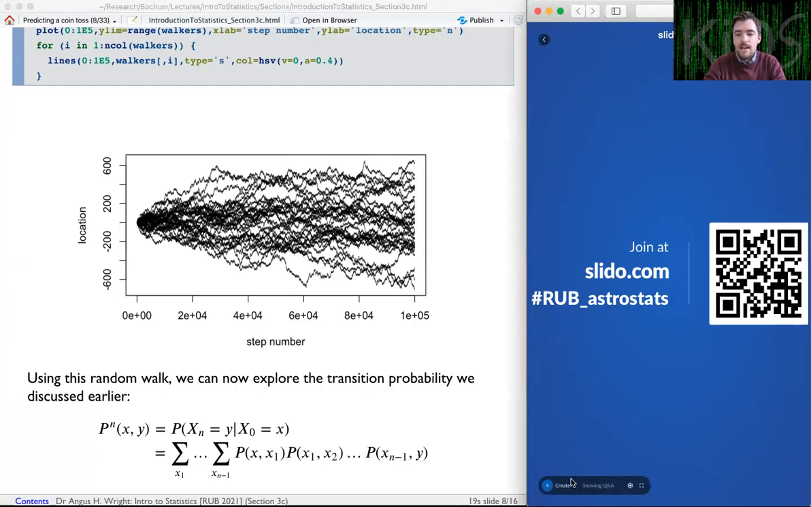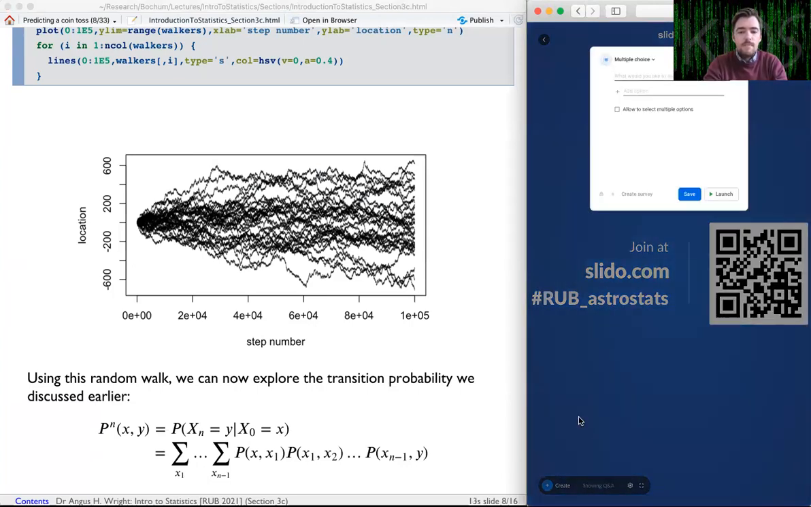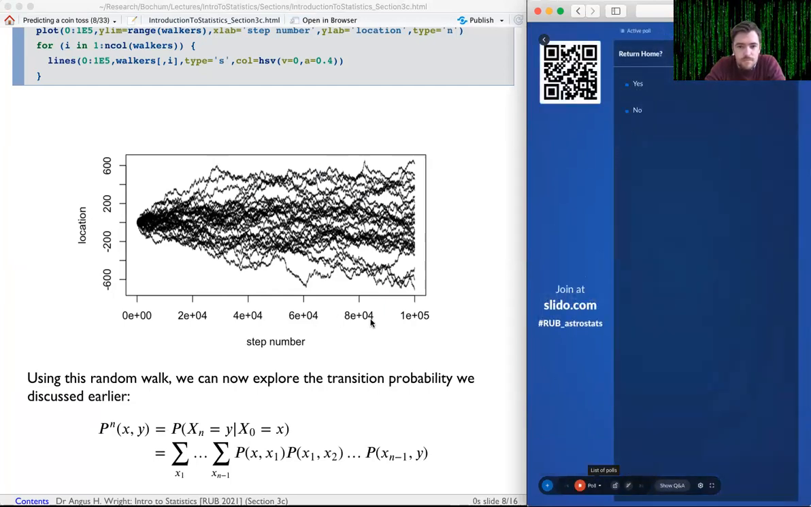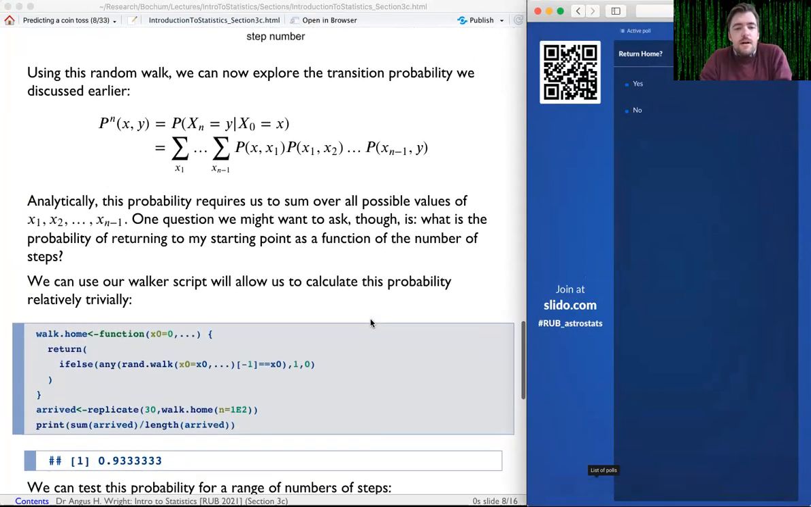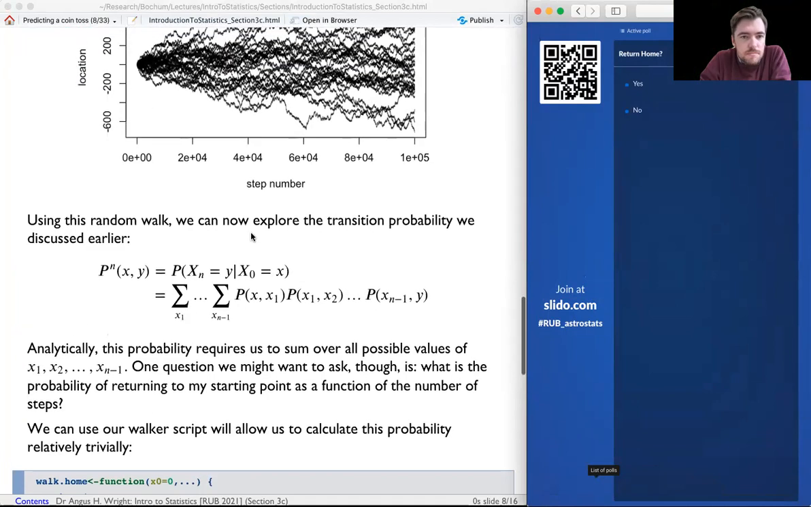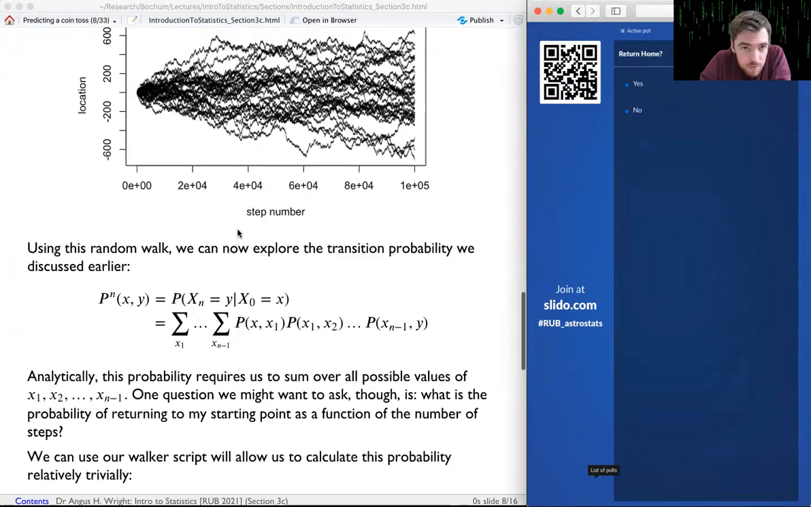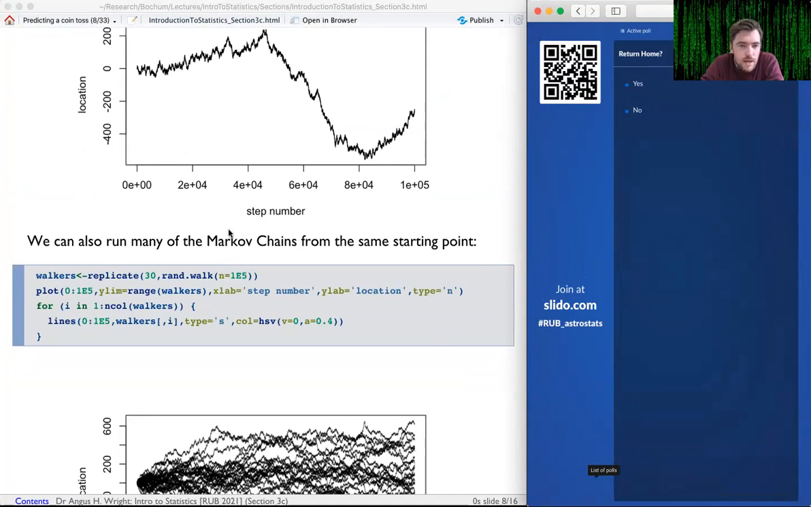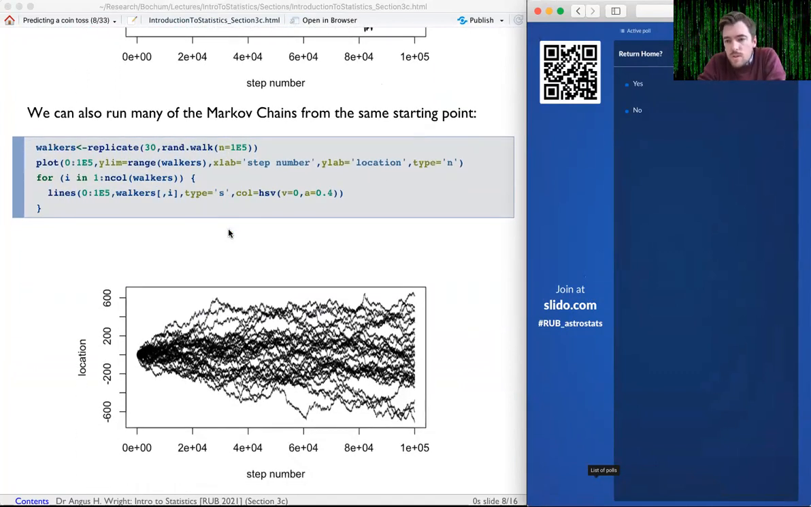And I want to know, what is the probability of returning home given totally random steps in a finite number of steps? So I'm going to create a poll here, call it "return home", with only two options, yes and no. So in one dimension, in 100 steps, what do we think the probability of returning home is?